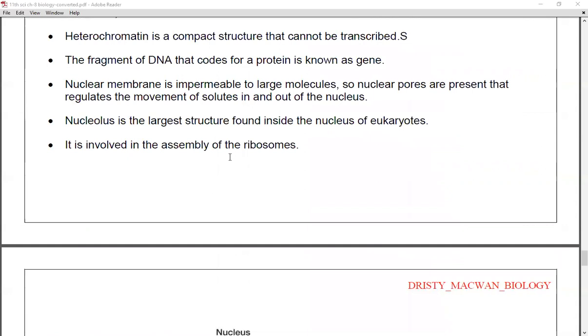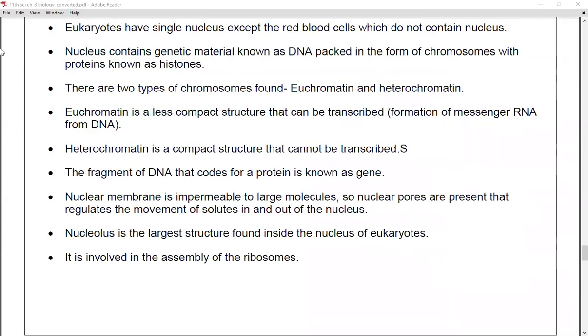Now here in your textbook it is also given about the types of chromosomes, and there are 4 different types of chromosomes which are observed, right?